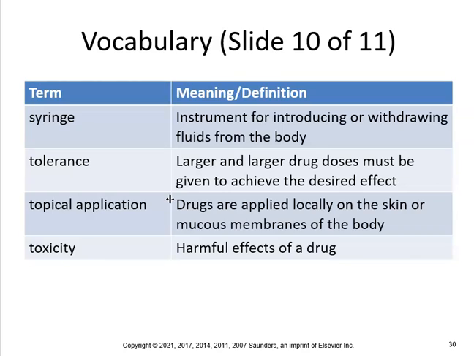What's a syringe? Instrument for introducing or withdrawing fluids from the body. Tolerance. Larger and larger drug doses must be given to achieve the desired effect. So make sure you know what tolerance means. Topical application. Drugs are applied locally to the skin or mucous membranes. Toxicity. Harmful effects of a drug.